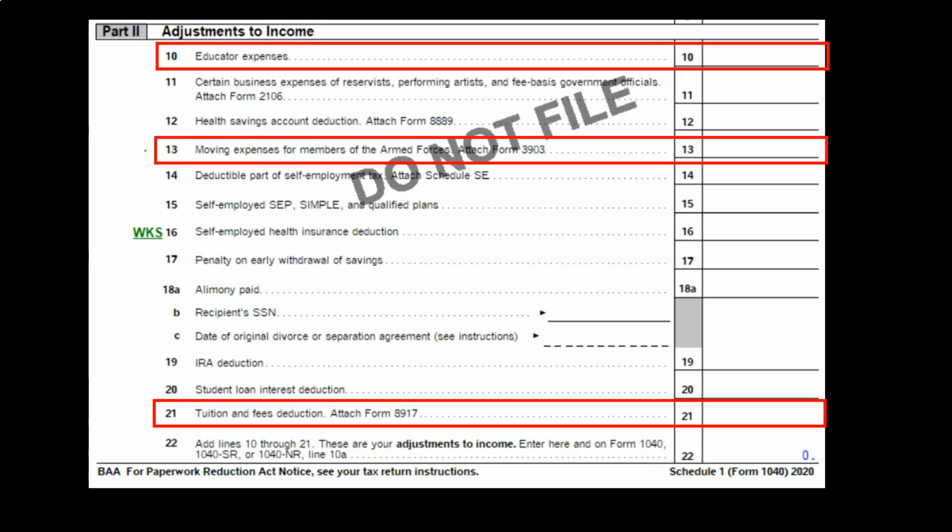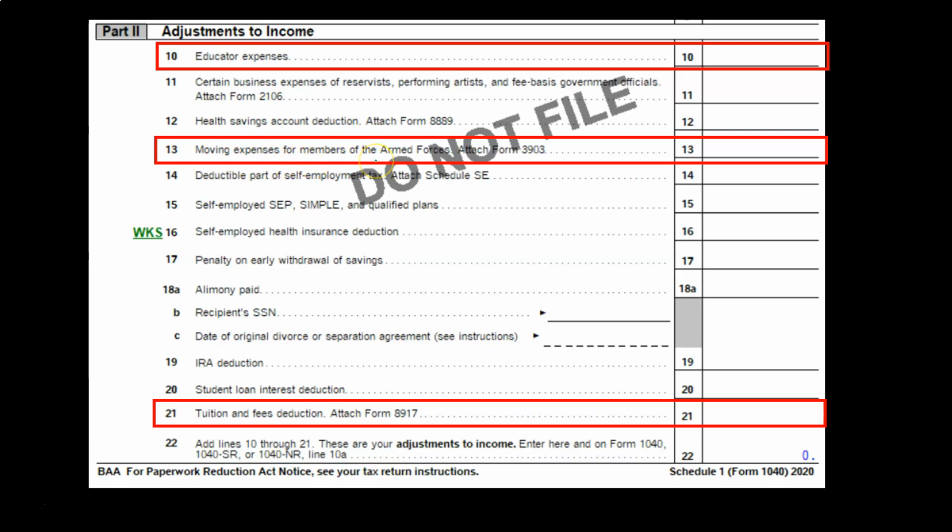It was a move specifically to the industry or the profession of armed forces. Otherwise, they've removed that. Again, it might be back next year. All this could change basically next year. But at this point in time, the moving expenses have been removed, and they're severely limited.